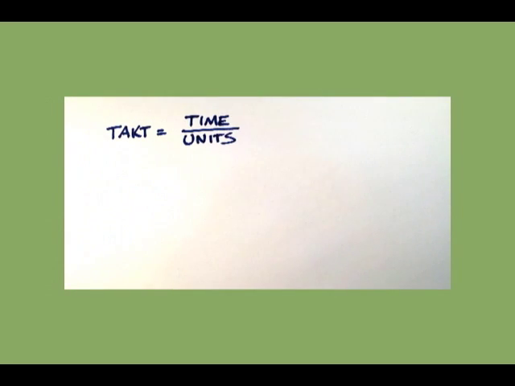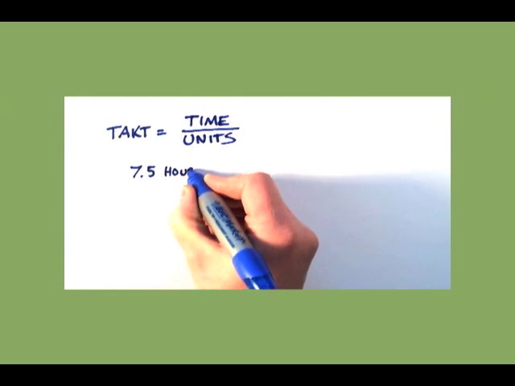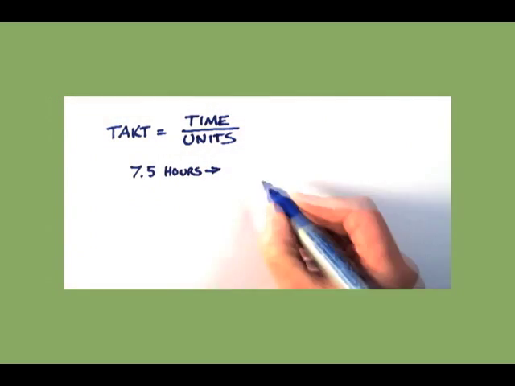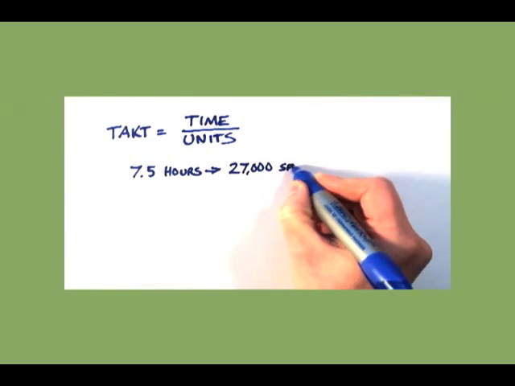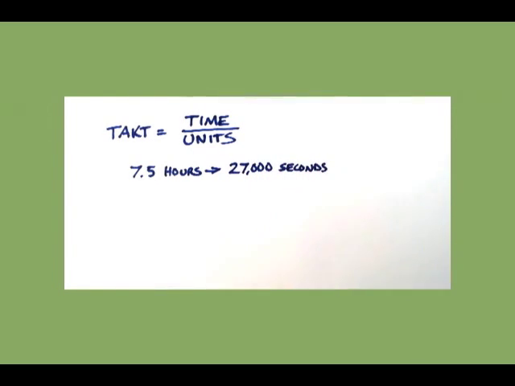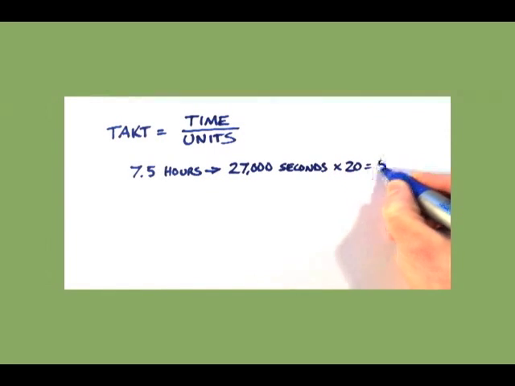Let's review the takt calculation again. Takt time is the calculated demand rate, available time divided by units needed. The available time in a 7.5-hour shift is 27,000 seconds. Multiply that times 20 days in a month equals 540,000 seconds in the month. So our available production time in the month is 540,000 seconds in this scenario.